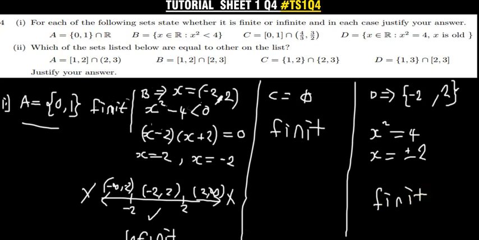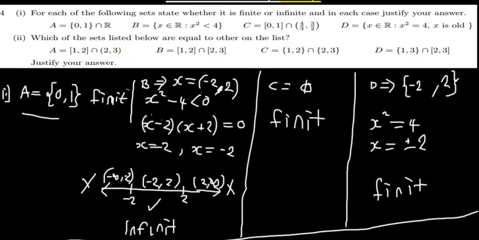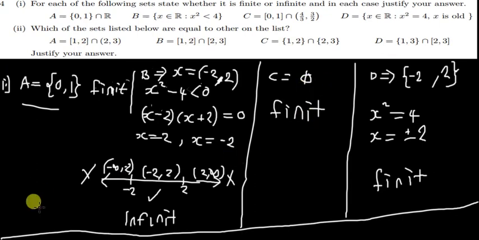Alright, so let's now move on to the second question, which is question 2. Question 2 is saying which of the sets listed below are equal to each other on the list. So we have A, B, C and D. To determine whether they are equal to each other or not, we need to find the solutions for these sets. So first let's list them.